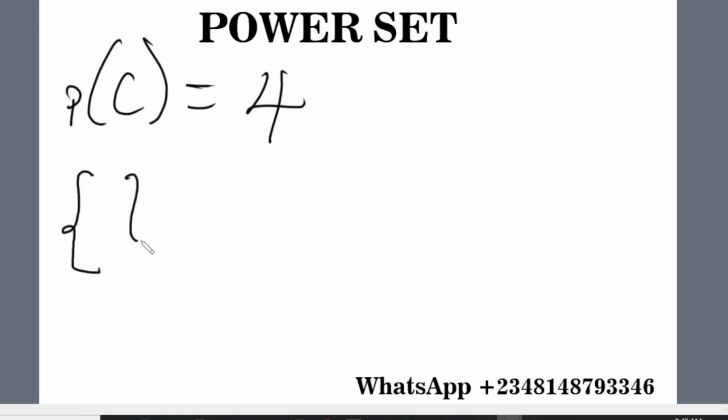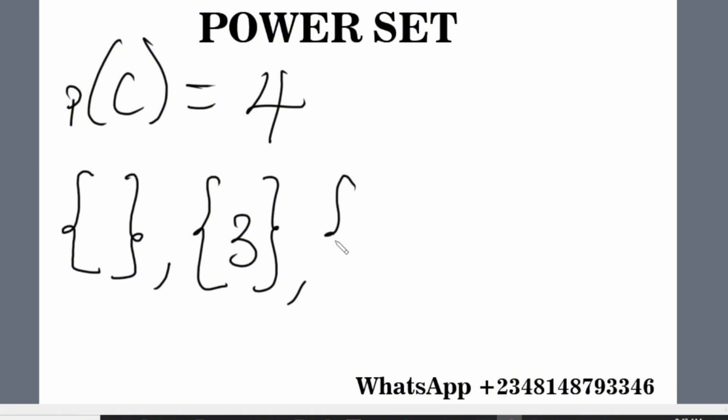So since P(C) equals 4, therefore we would have 4 listings or 4 different sets in it. So it becomes, first and foremost, your empty set, comma. Secondly, you list each of the elements in set C. So we have 3, comma, 6, comma. So 1, 2, 3. It remains 1 to make it 4.